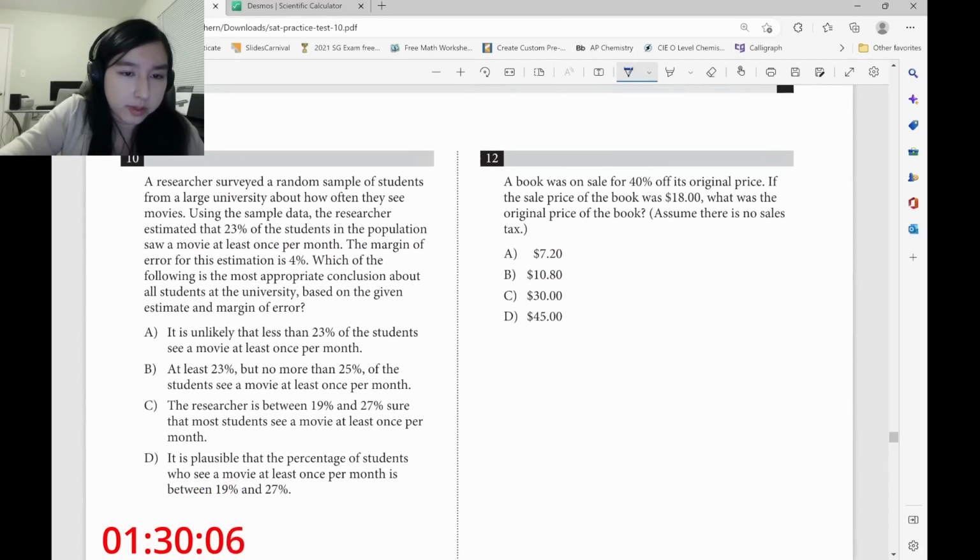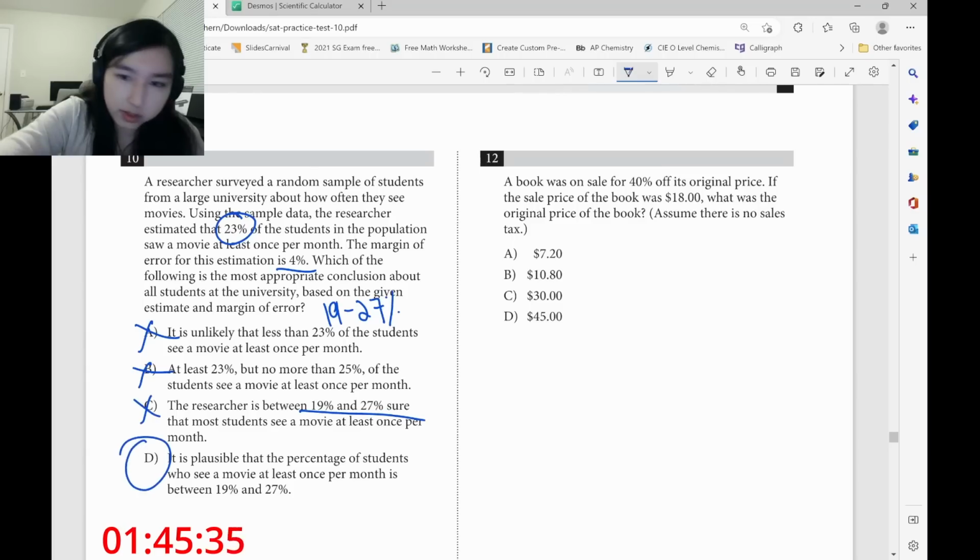Right, sampling again. He thinks the answer is 23% with an estimation of 4. So that's going to be about 19 to 27%. So not A, it didn't mention it, not B, it didn't mention that. And he can't be, this is not sure at all, so it's going to be D.